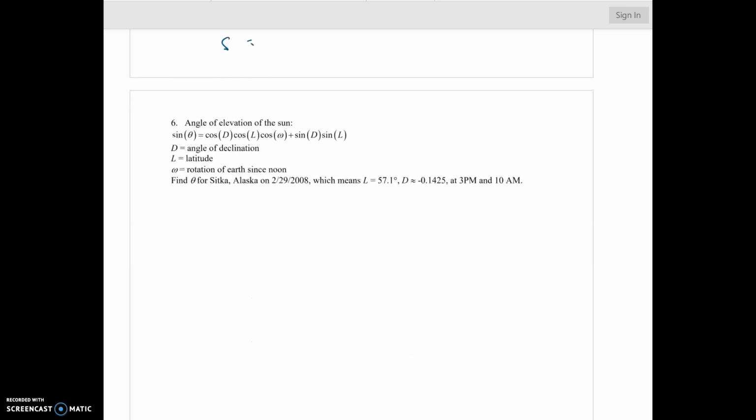Then problem number 6, angle of elevation of the sun. So we have sine theta equal cosine d, cosine L, cosine omega plus sine d, sine L, d being the angle of declination, which is due to the angle of Earth, L the latitude, and omega the rotation of Earth since noon. Find theta for Sitka, Alaska on February 29, 2008, which means a latitude of 57 degrees, angle of declination of negative 0.1425 at 3 p.m. and 10 a.m.